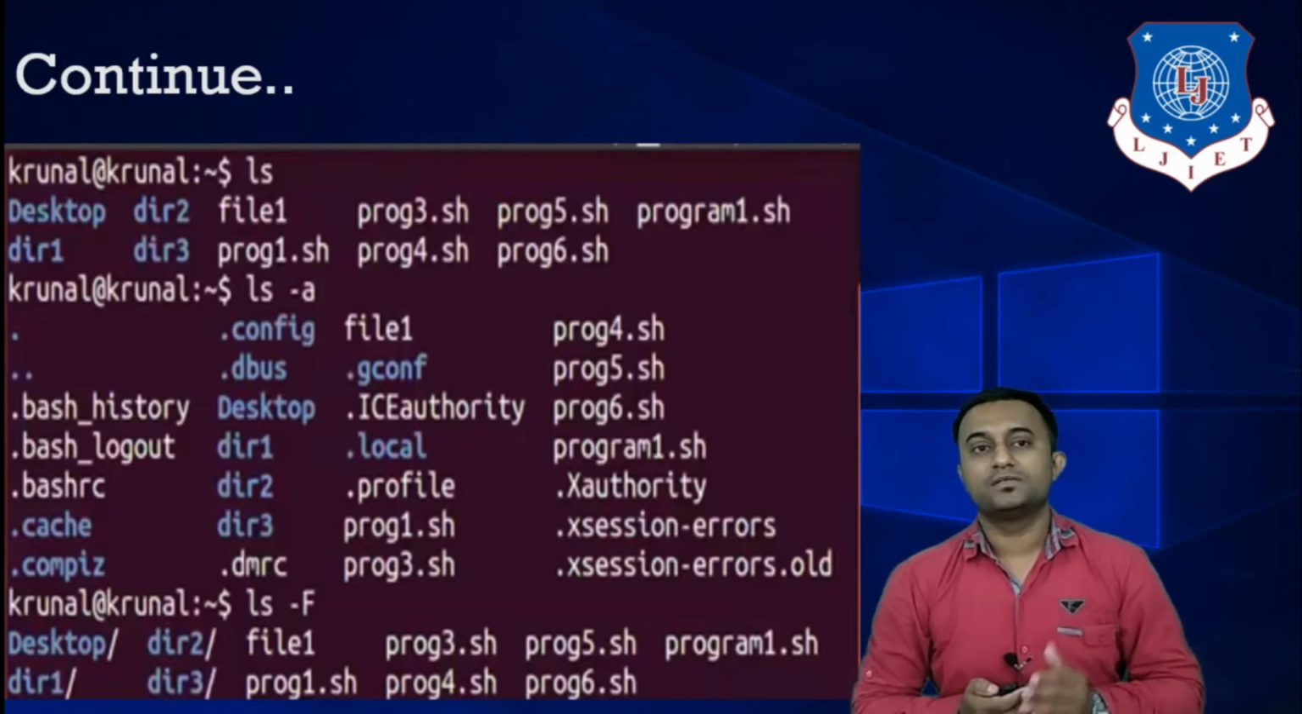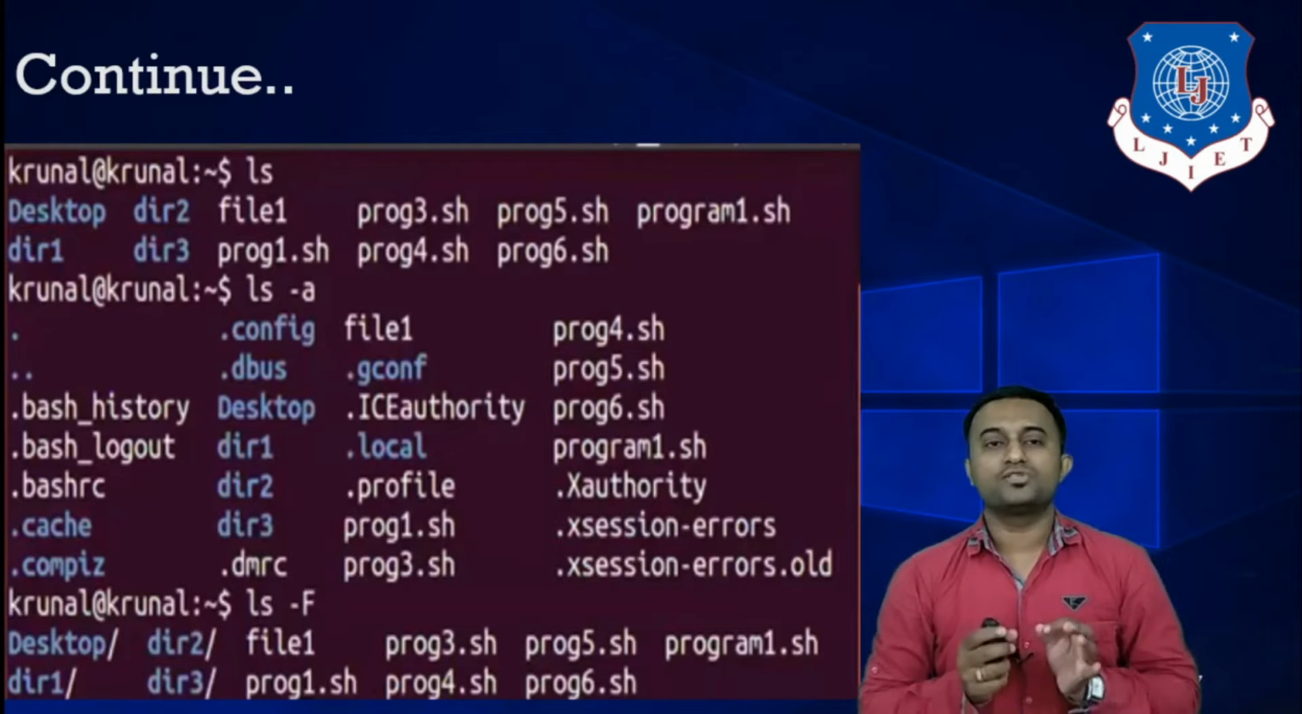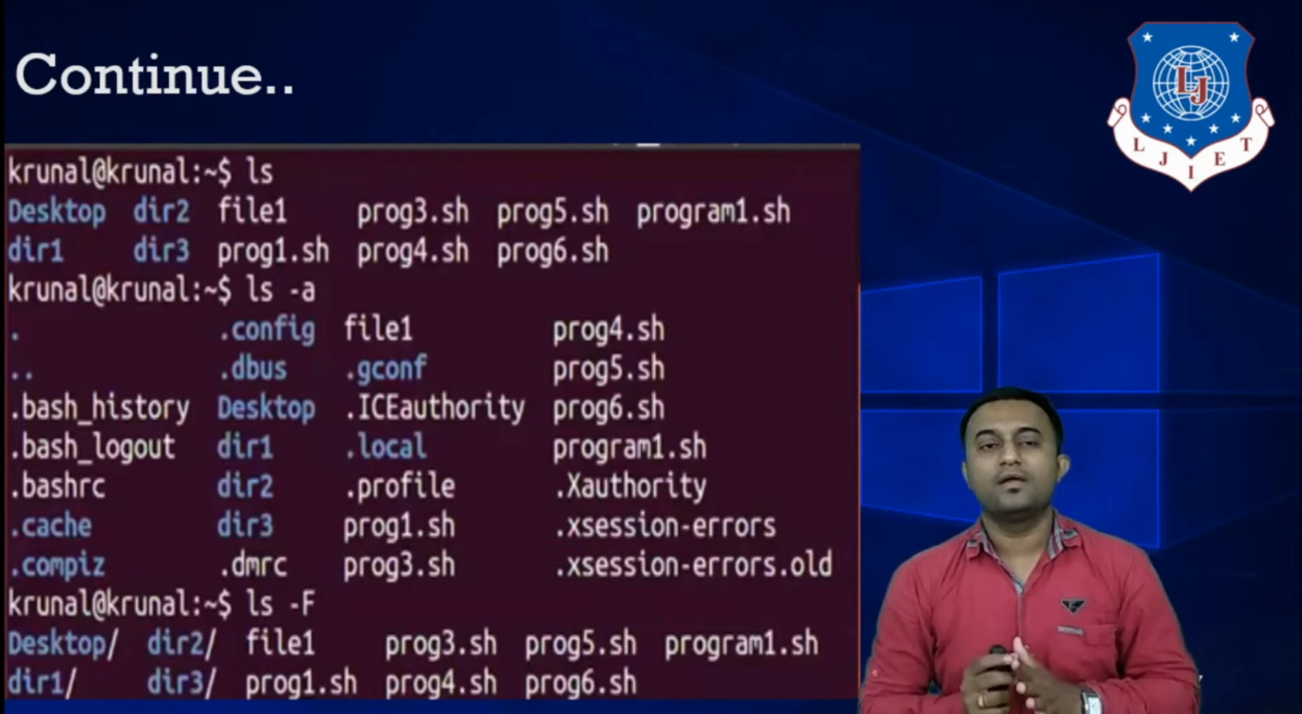Next is ls. This is again a powerful command we have in Linux. ls stands for list. Once you simply press ls, it will show me right now the number of directories and number of files. The files are represented in white color, and the directories are represented in blue color. So blue represents a directory, and white represents a normal file or script file.